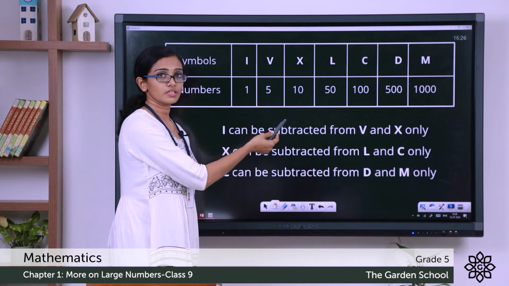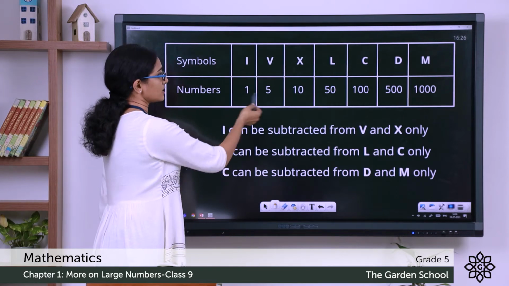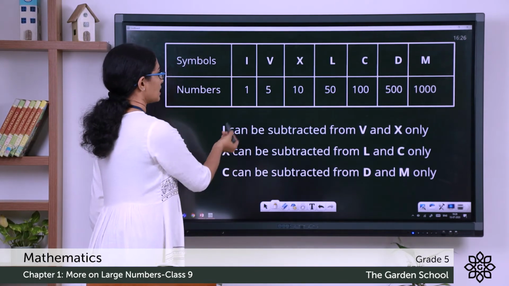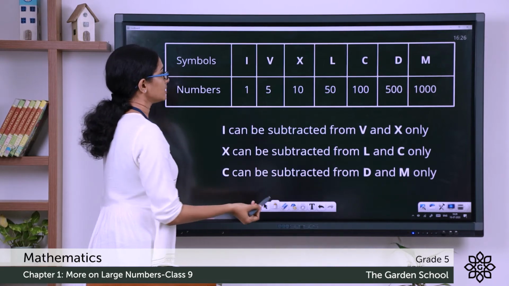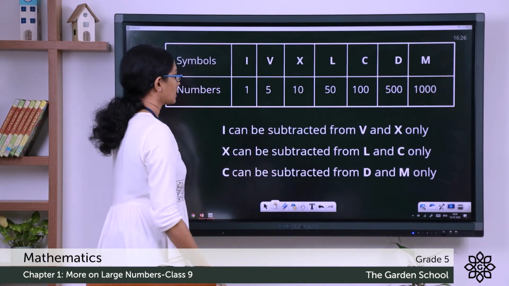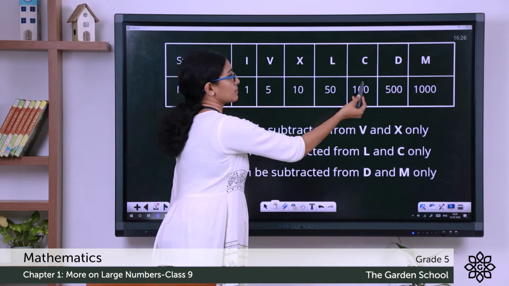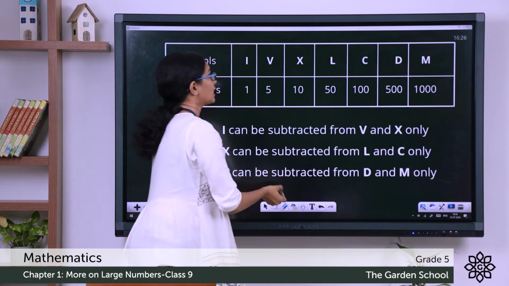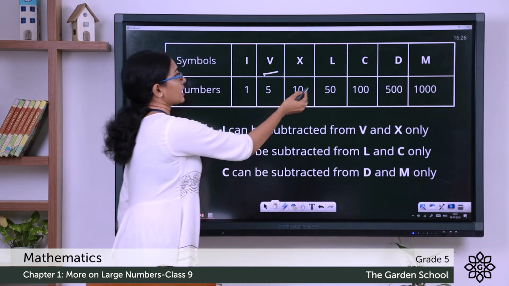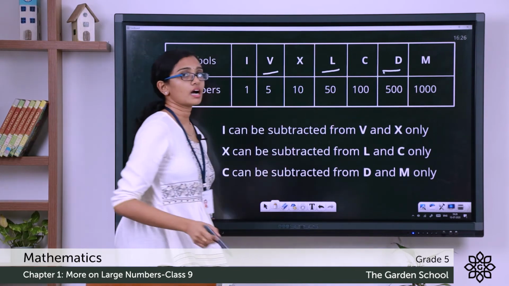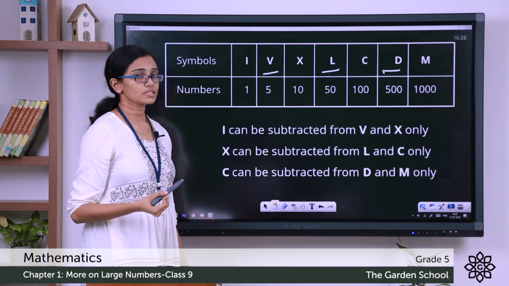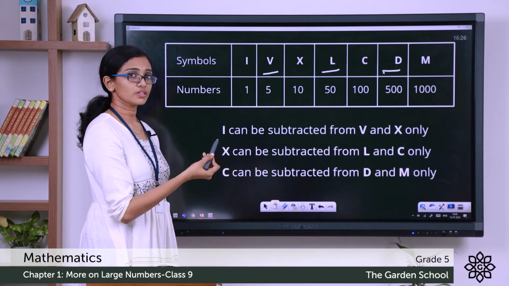Remember, these are the symbols that we use in Roman numerals. The equivalent values are given here. This I can only be subtracted from V and X. X can be subtracted from L and C can be subtracted only from D and M. These symbols V, L and D are never repeated or never subtracted from any of these other symbols.